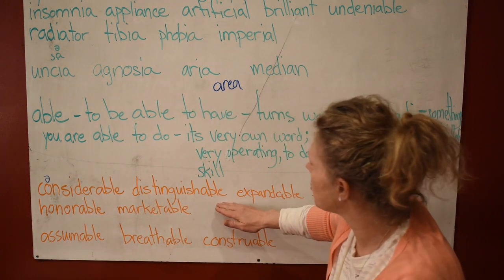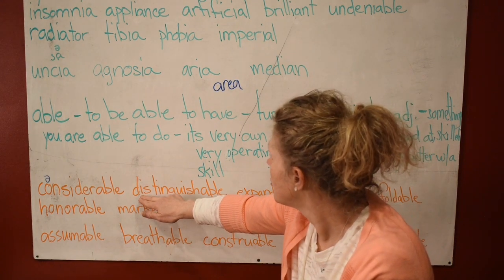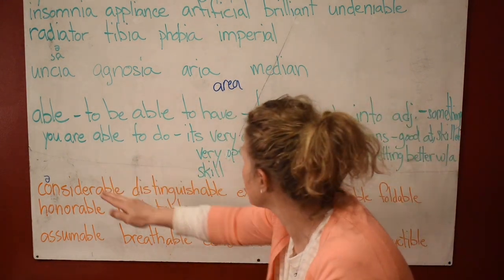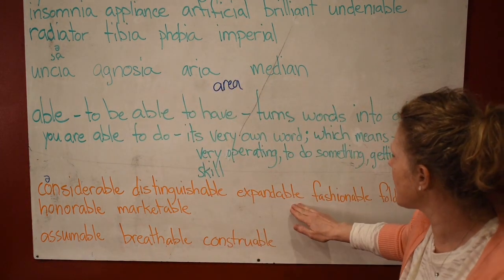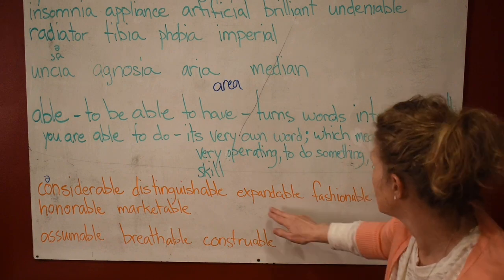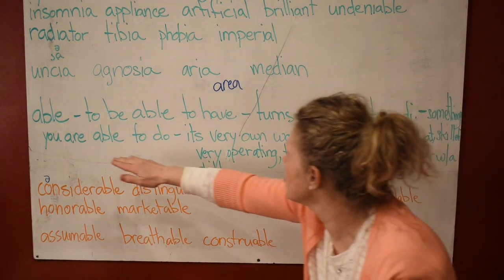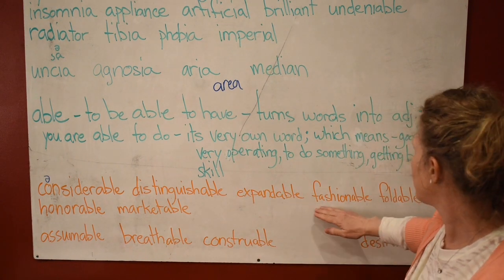Now, distinguishable. This is a chameleon prefix. You're able to do this. Something you're able to do. You're able to distinguish something. Expandable. That's a chameleon prefix. That is a root. You are able to do this. Something you're able to do. You're able to expand it.